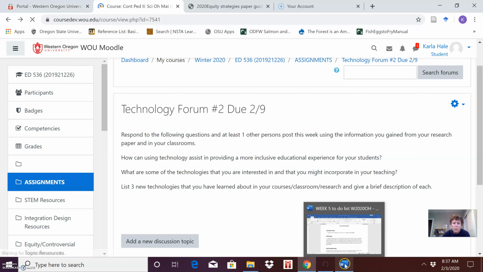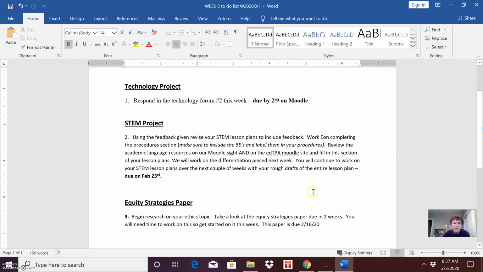A couple other things to be working on, though, even though there isn't anything due yet. Your STEM projects, so you should be working on your lesson plans. You turned in your backwards design this weekend. I will try to get you feedback as soon as possible so you can incorporate that in your rough drafts of your complete lesson plans, which are due in 3 weeks. But I would like you to work on the academic language section of your lesson plans this week and try to do some background learning on academic language.